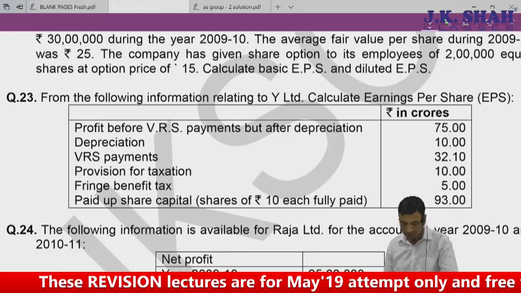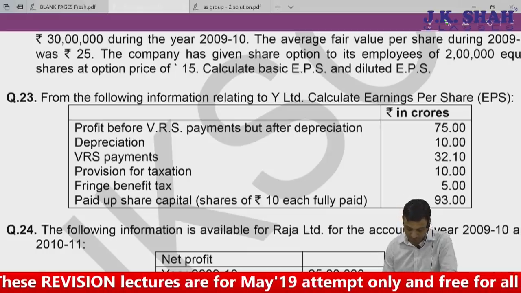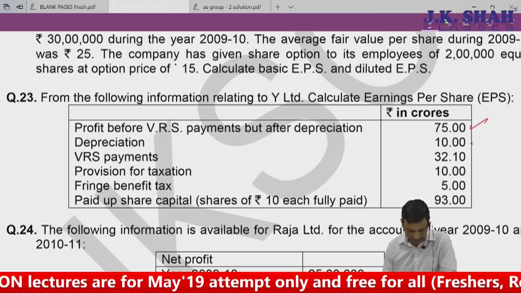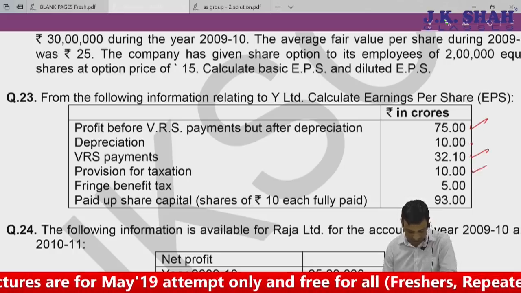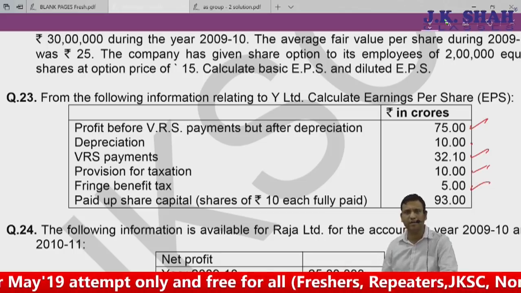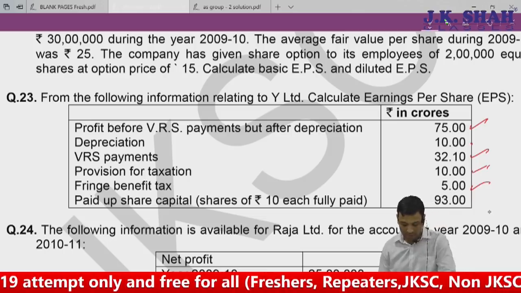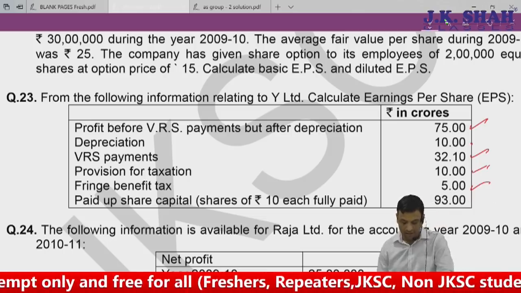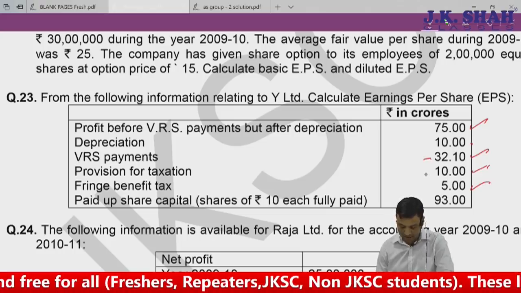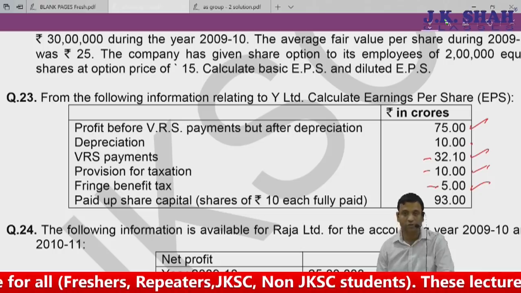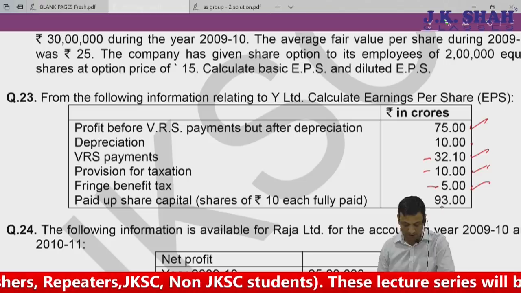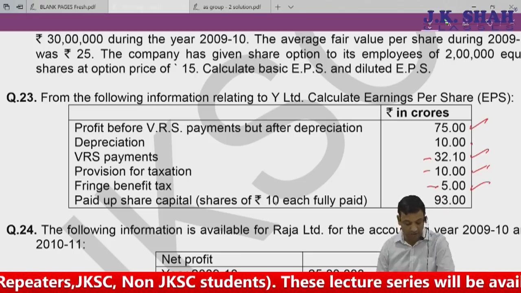I'll do 23 also, just pertaining to it. Profit before VRS, but after depreciation, 75. Depreciation 10. VRS 32. Provision for taxation 10. Fringe benefit tax, this was one type of tax. If you give some benefits to your employees, on those benefits also you have to pay tax. Paid up equity share capital of 10 each. So from 75, I will deduct this 32.10, this 10, and this 5. Whatever is left out will be divided by 9.3 crores, because this is 93 crores at 10 each, so the number of shares is 9.3 crores.